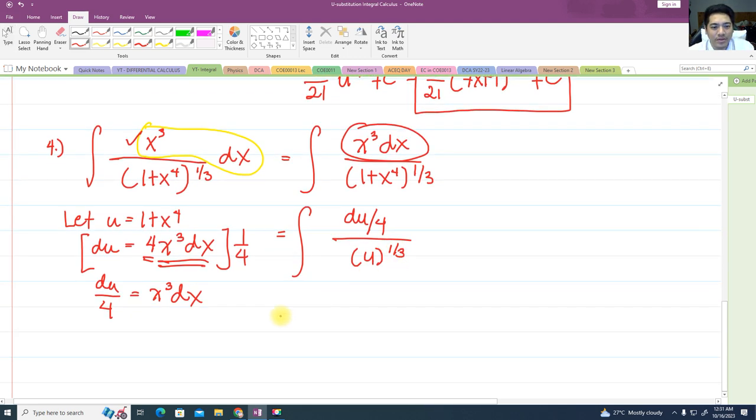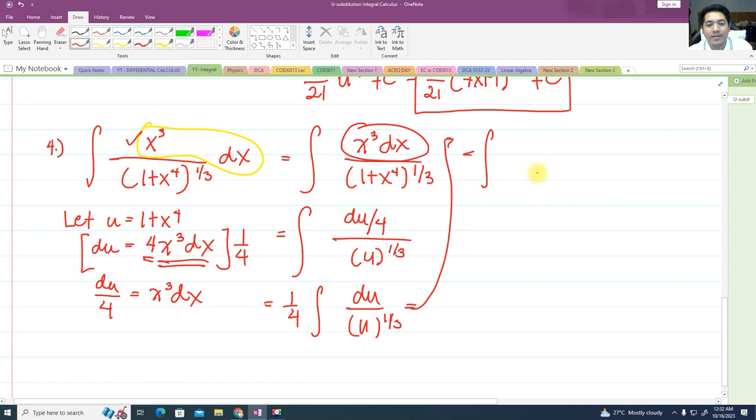Okay. Constant rule, I can factor out 1/4 because of the du all over 4. I do have du all over u raised to 1/3. Okay, so what will I do with that? I can bring this up by negating its exponent. So I have 1/4 integral of u raised to negative 1/3 du. So power rule, if I do that, that becomes u raised to negative 1/3 plus 1, that becomes u raised to 2/3 all over 2/3 plus c.